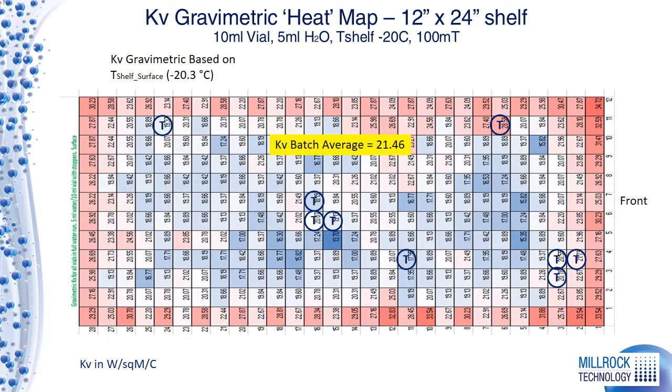Here's a heat map that is created for the 336 vials. You can see we calculated a batch average of 21.46. The edge vials on the outside have a higher Kv than the center vials, and T marks where we had our thermocouples for our measurement. When we measure Kv, we do that in watts per square meter degrees C.